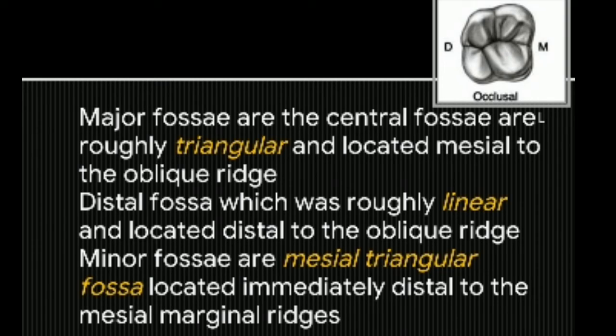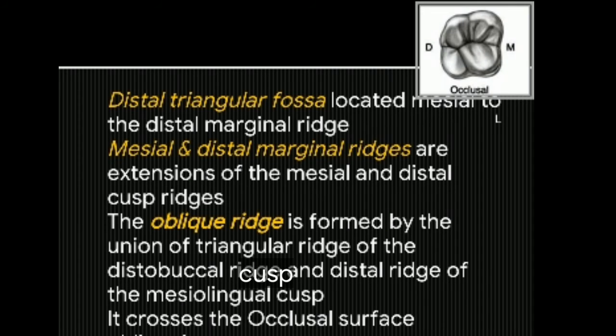Then the minor fossae are the mesial triangular fossa and distal triangular fossa. Mesial triangular fossa is located immediately distal to the mesial marginal ridge, and distal triangular fossa is located mesial to the distal marginal ridge. Mesial and distal marginal ridges are extensions of the mesial and distal cusp ridges. Here this is the mesial marginal ridge and the distal marginal ridge is here. These are the two minor fossae, distal triangular fossa and mesial triangular fossa.